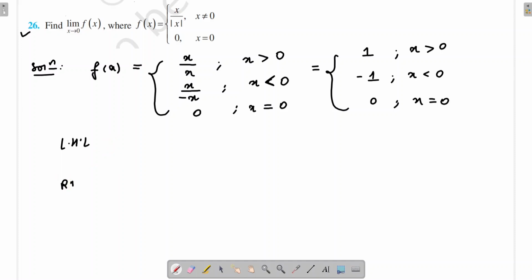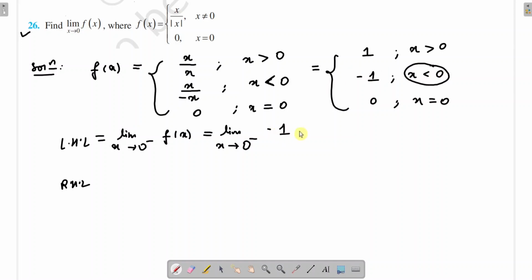Okay, so left hand limit will be what? Limit x tends to 0 minus of f(x). This will be equal to limit x tends to 0 minus. x tends to 0 minus means x is less than 0, the definition is minus 1, so that will be equal to minus 1.